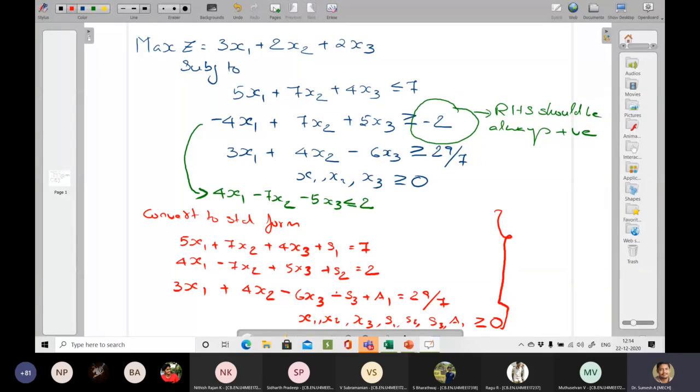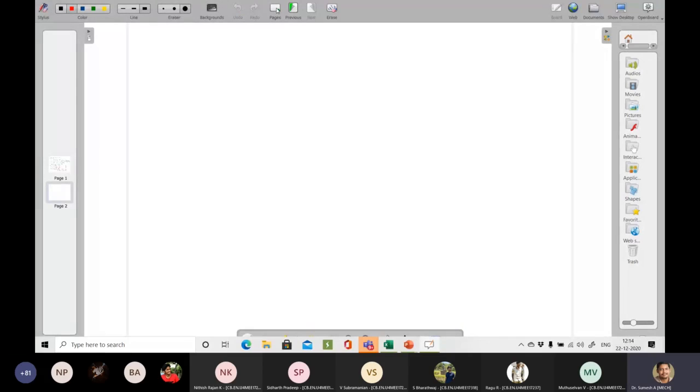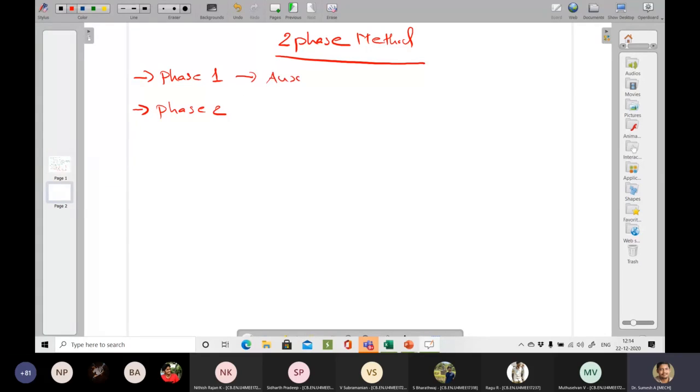Okay, so if there are no other doubts, I'll proceed with this problem by the two-phase method. As the name says, there are two phases of problem solution you have to employ here. Phase 1 we call the auxiliary LPP, and phase 2 will be your actual problem.